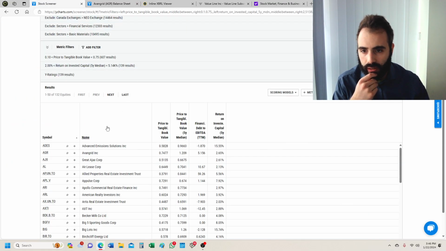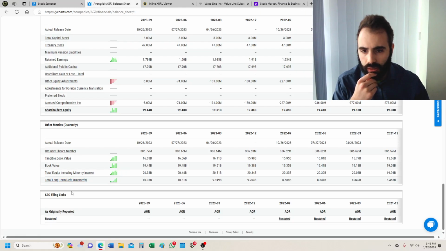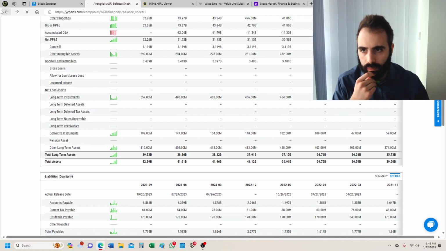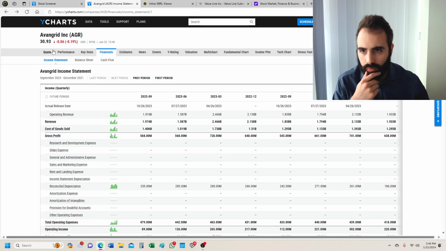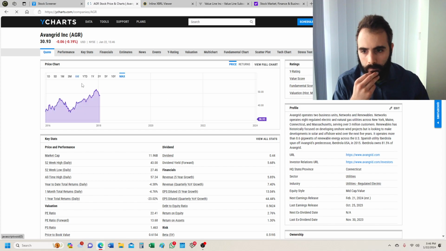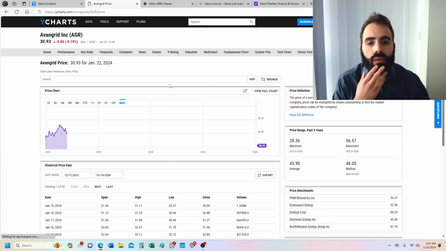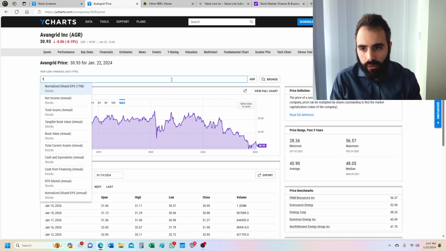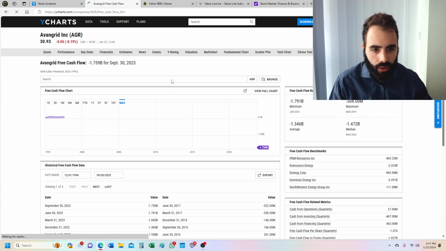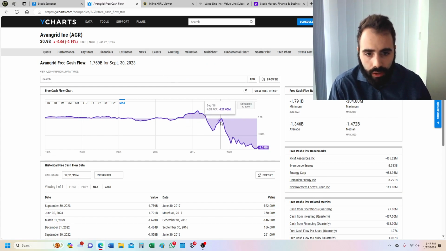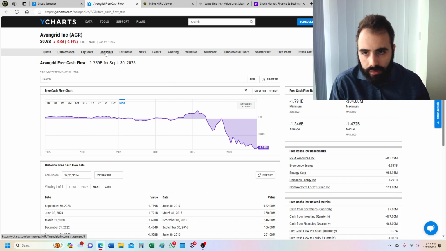Let's leave it. It's interesting enough to research later. So the tangible book value was 16 billion, and the market cap was 12 billion. I'd also be interested in the earnings power, so we can look at something like their free cash flow. And yeah, they're burning more and more money every single year. We'll have to continue to investigate and see exactly why.